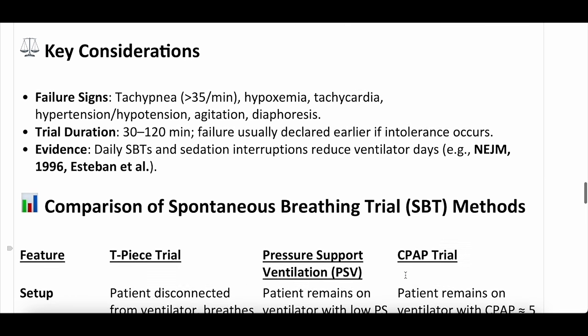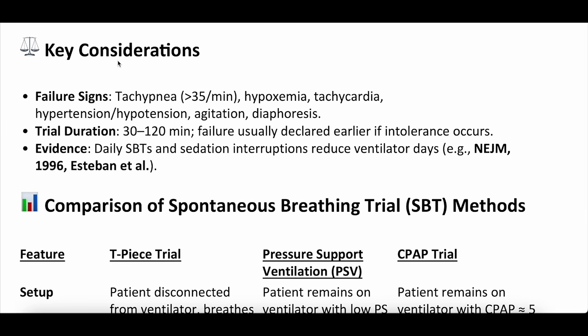So with that being said, key considerations. Signs of failure would be severe tachypnea, hypoxemia, tachycardia, hypertension or hypotension, agitation, diaphoresis, right? Anything that looks like there's increased work of breathing. Trial duration, as we said, is 30 to 120 minutes, with variability there. Failure is usually declared earlier if there's intolerance.